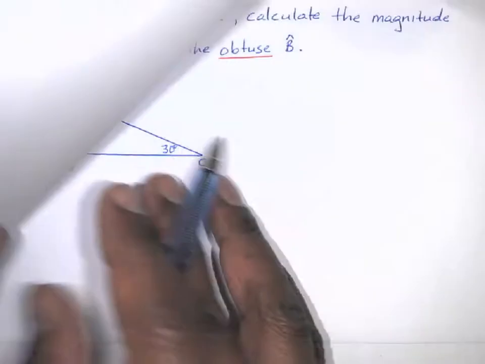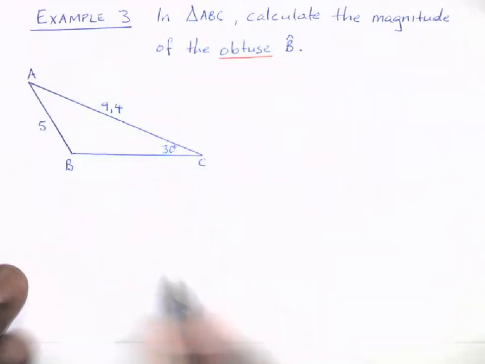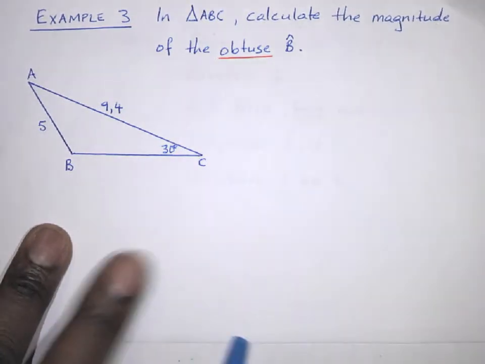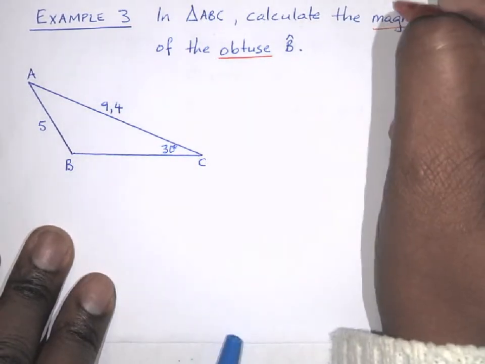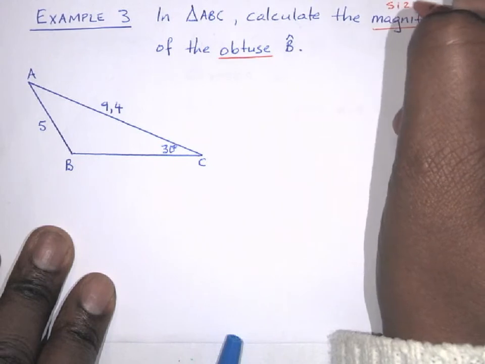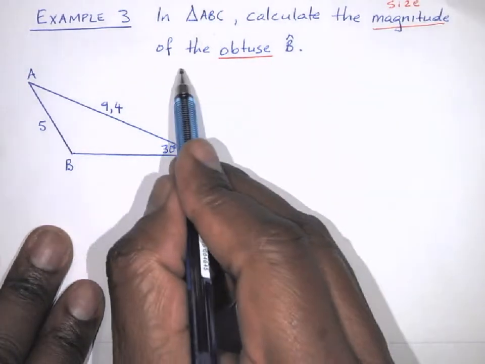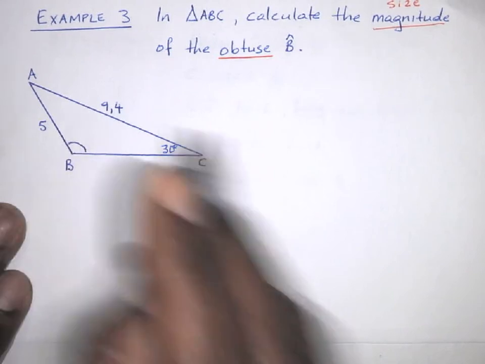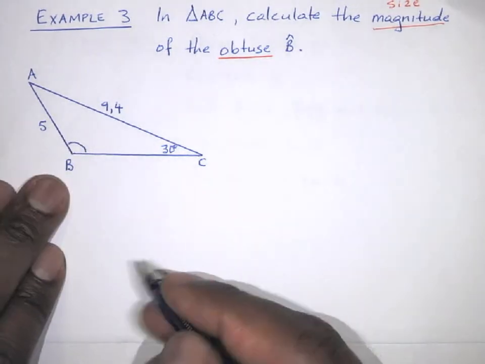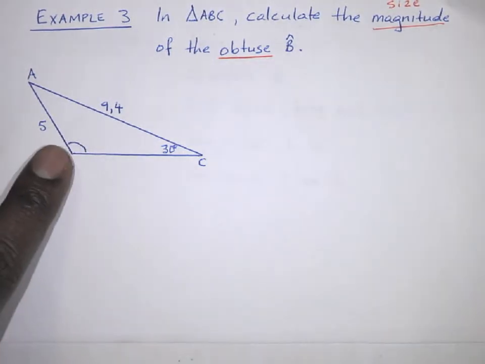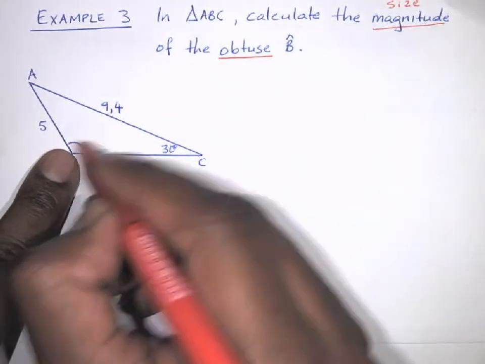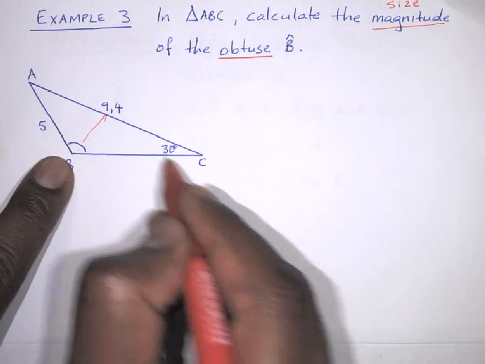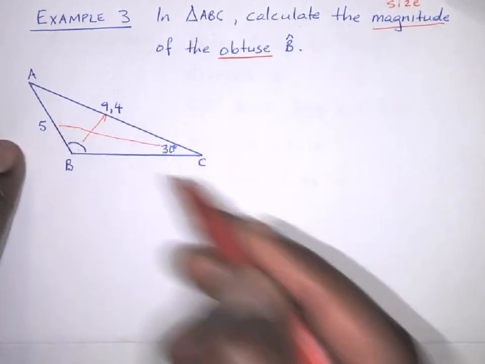Now let's look at another one. In this triangle ABC, you've got to calculate the magnitude. The word magnitude is the same as the word size. So we're looking for the size of the obtuse angle B. You can see this angle B over here is an obtuse angle. We need to work that out. Same thing, we use the sine rule.